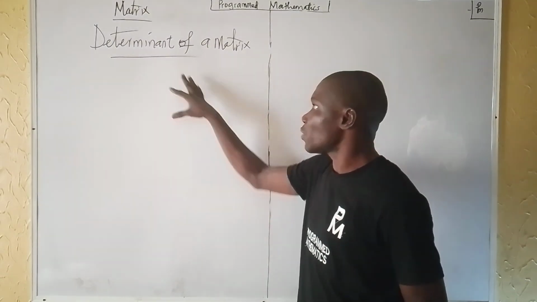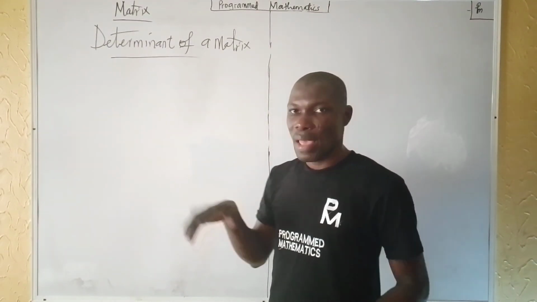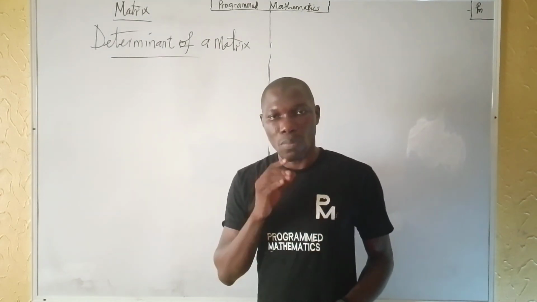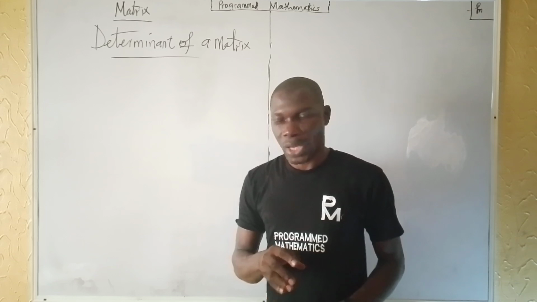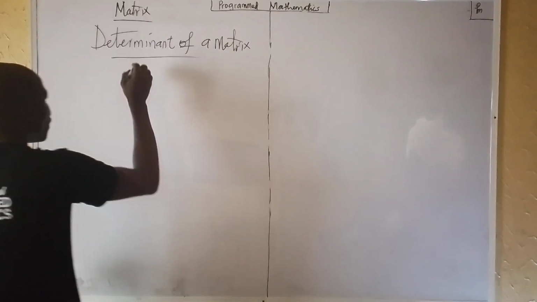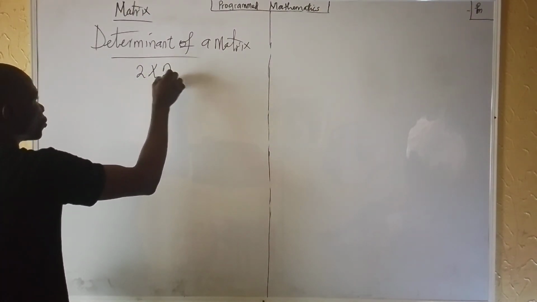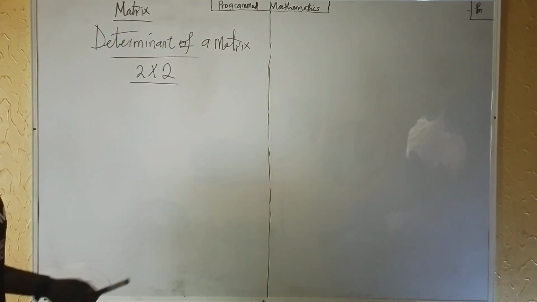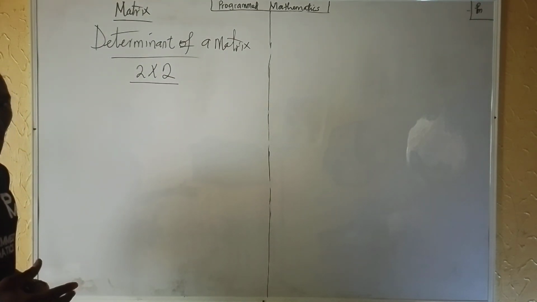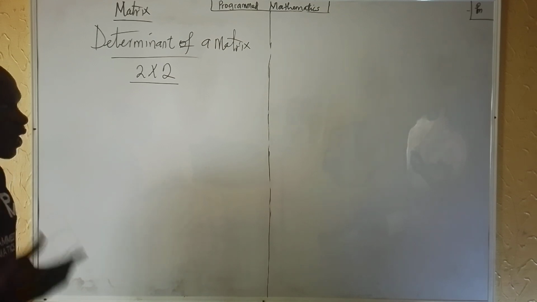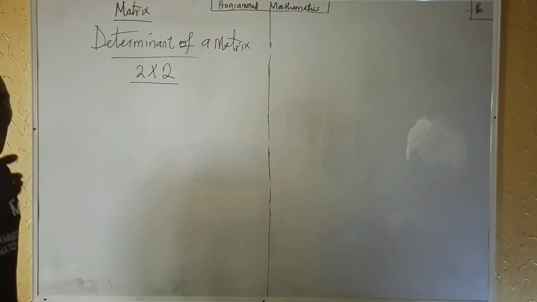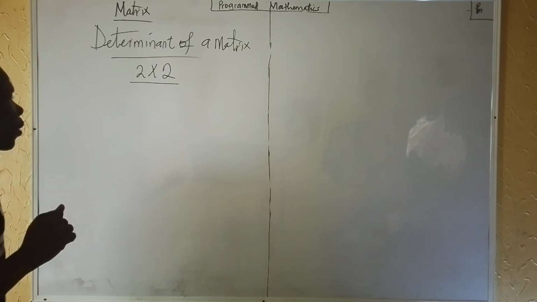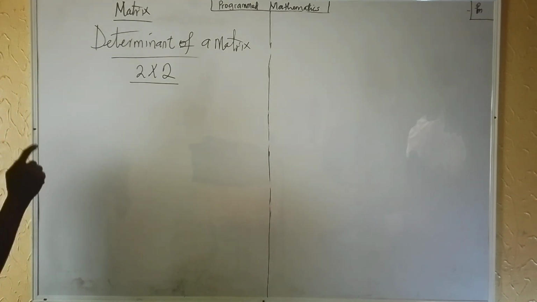Alright, so in this video I'll be explaining determinant of a matrix, and the first I'll be explaining is determinant of a 2 by 2 matrix. Now, determinant, like I said, is just a number that tells us whether a matrix can be inverted or not. Now how then do we find the determinant of a matrix?